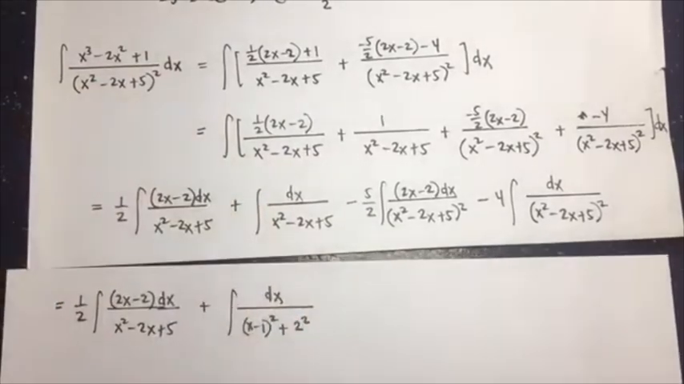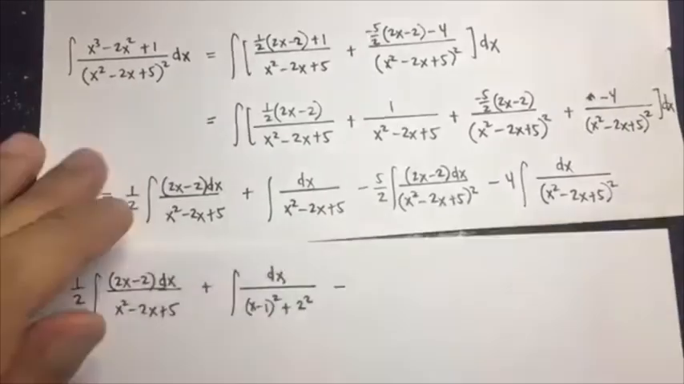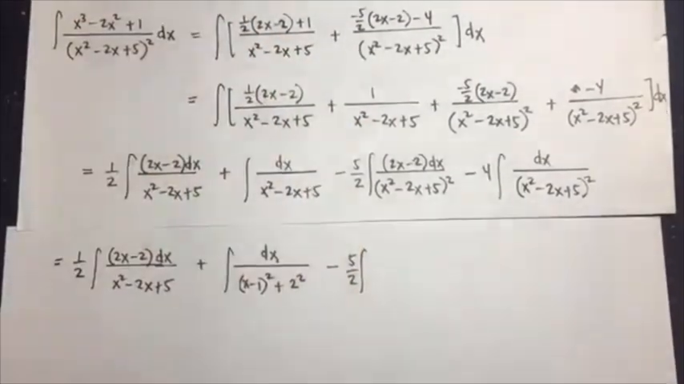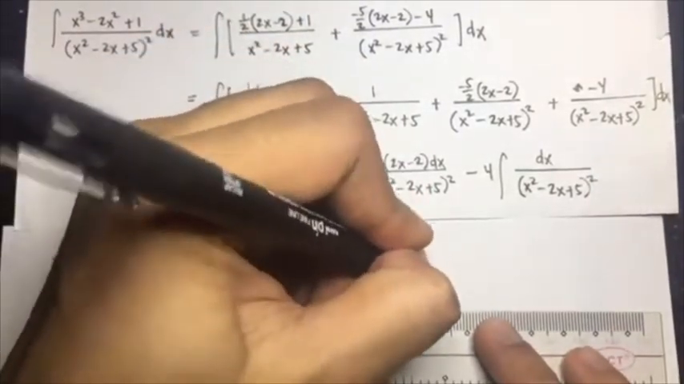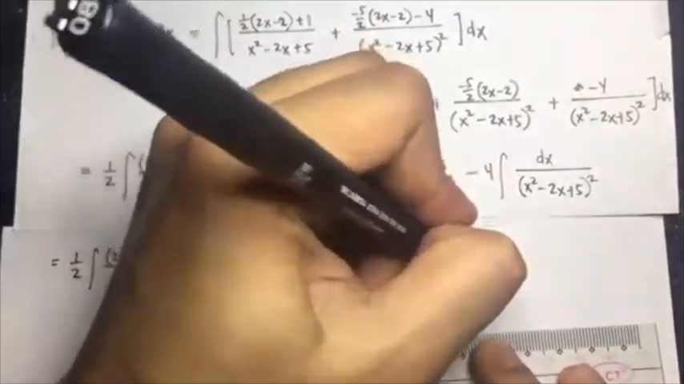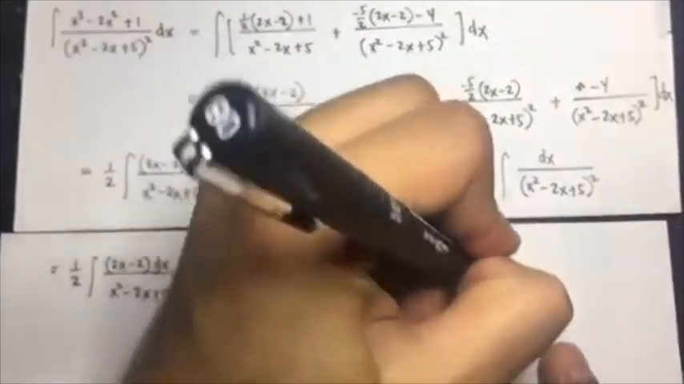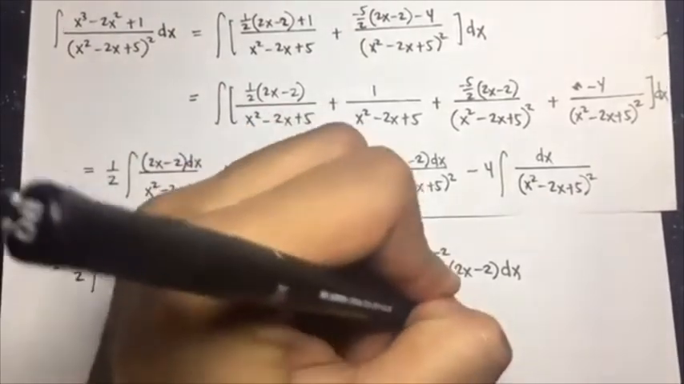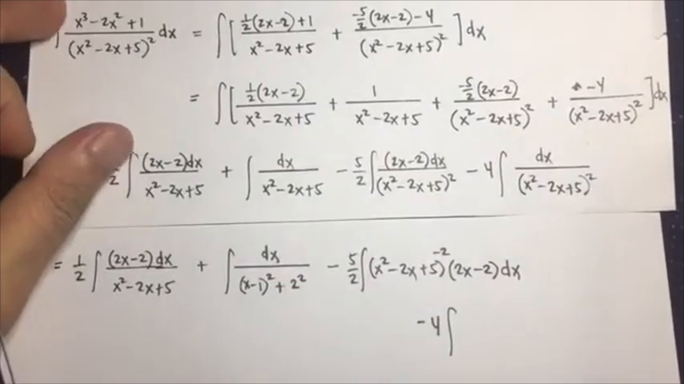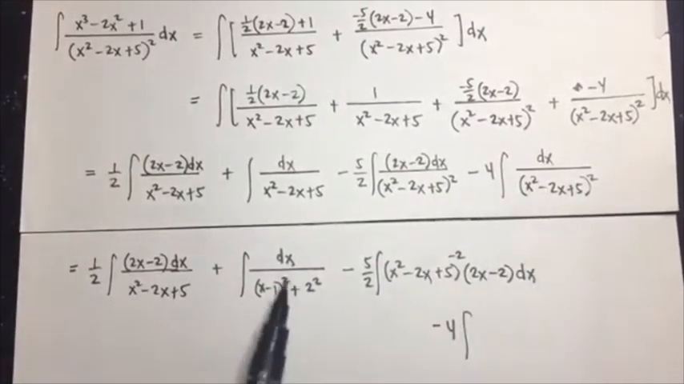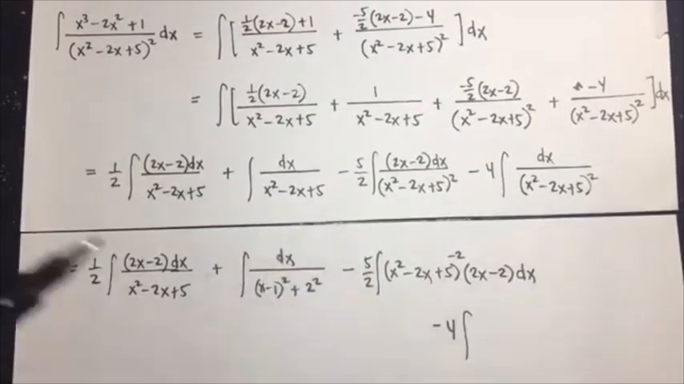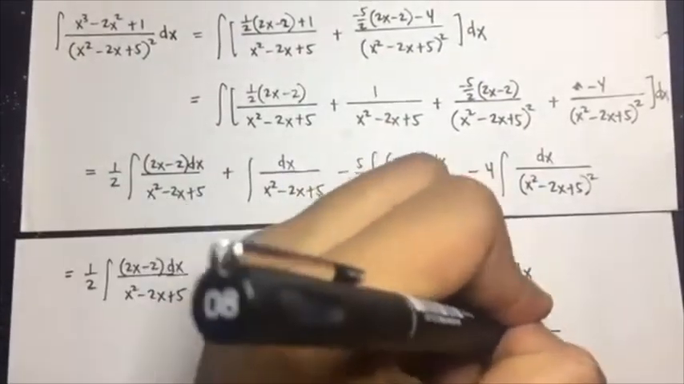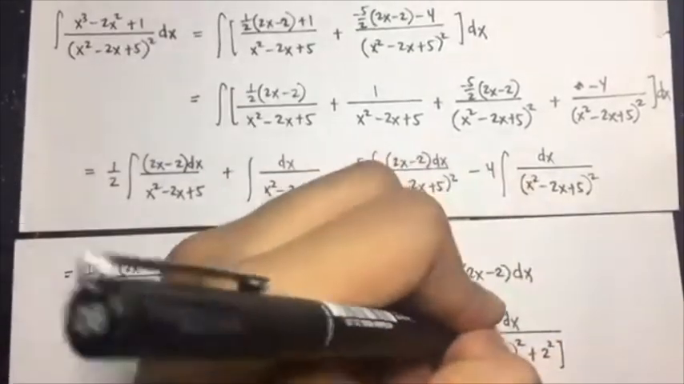Okay, numerator we have dx. Minus, this is simply the general power formula. So we can write the denominator, we can transfer it into the numerator. So 5 halves integral of (x squared minus 2x plus 5) raised to negative 2 times (2x minus 2) dx. Okay, so the last term is minus 4 integral of, so to apply the trigonometric substitution later on, you can also copy this form. What we did in x squared minus 2x plus 5, we can rewrite this as dx over ((x minus 1) squared plus 2 squared) squared.